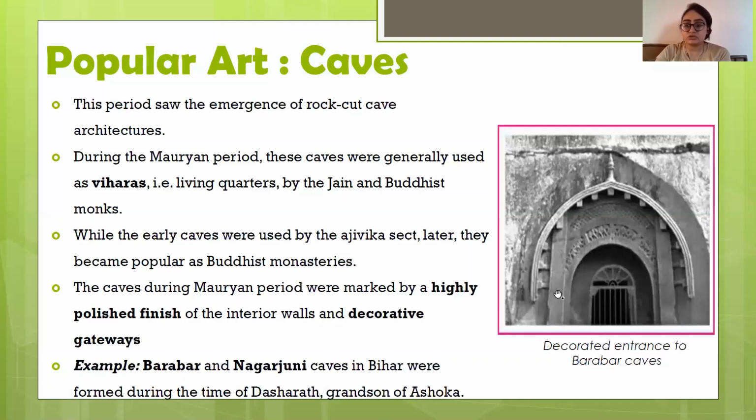If you can see in the picture, how the gateways and entrances are decorated, so many beautiful designs are made. So these are the Barabar caves. These are the decorated entrances or gateways of the Barabar caves. It belongs to the Mauryan period. Other examples of popular art caves are the Nagarjuni caves and the Barabar caves in Bihar, which were formed during the time of Dasharatha. Now, Dasharatha was the grandson of Ashoka.